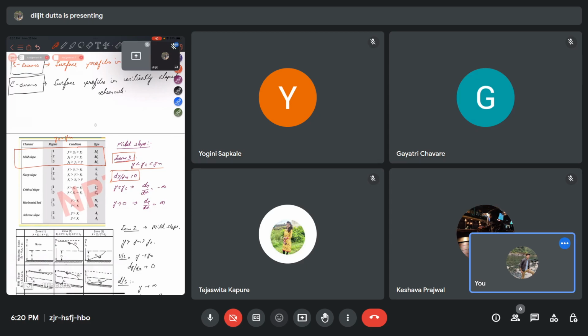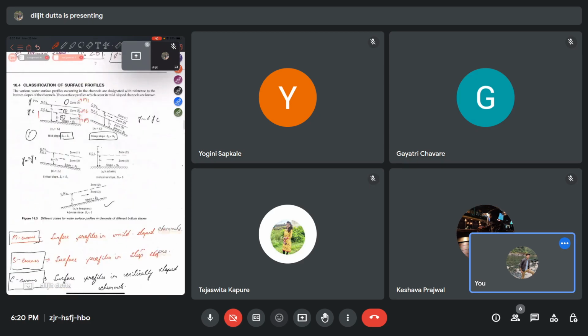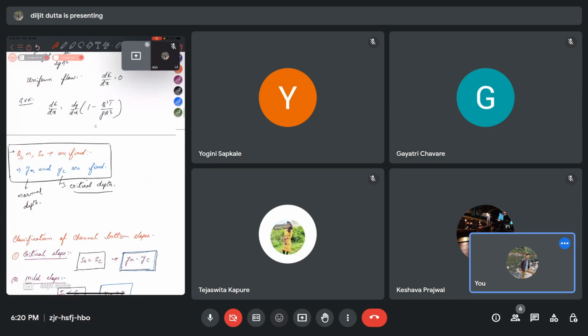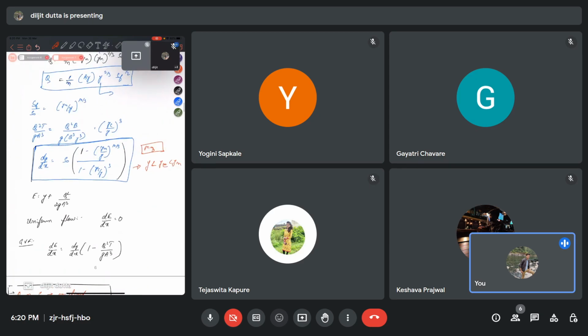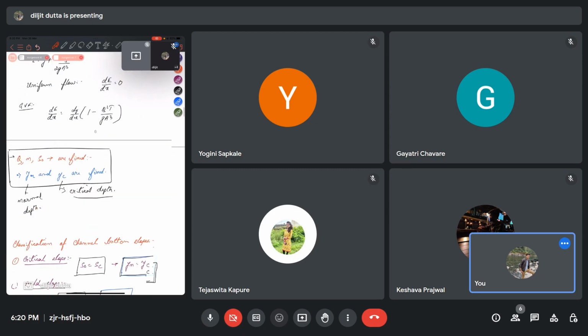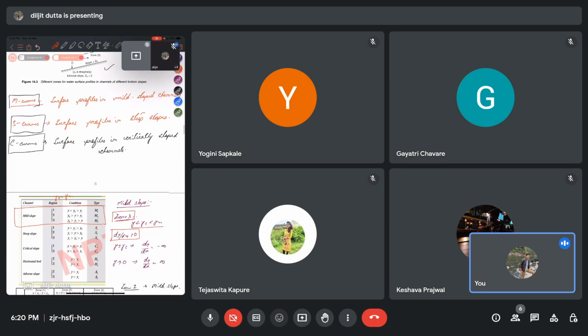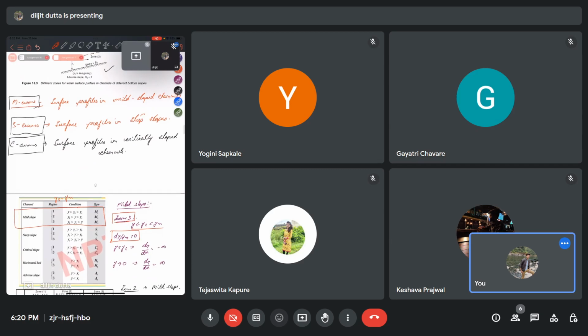Now as y tends to yc, what will happen? If this tends to yc, then this whole term will tend to 1. So 1 minus 1 will tend to 0, and this whole term will tend to infinity. It won't tend to plus infinity, it will be tending to minus infinity.